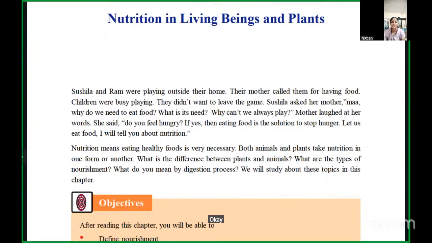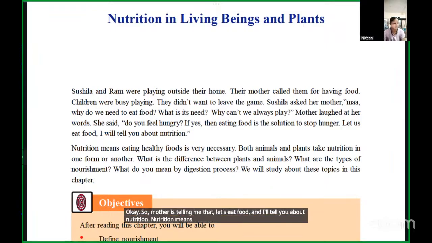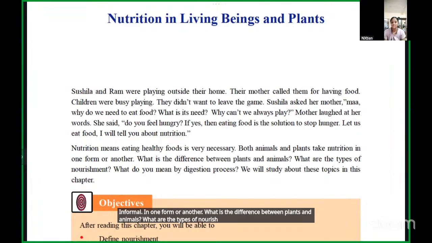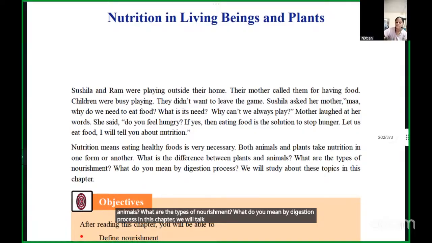Okay. So mother is telling that let's eat food and I'll tell you about nutrition. Nutrition means eating healthy foods is very necessary. Both animals and plants take nutrition in one form or another. What is the difference between plants and animals? What are the types of nourishment? What do you mean by digestion process? In this chapter, we will talk about all of it.